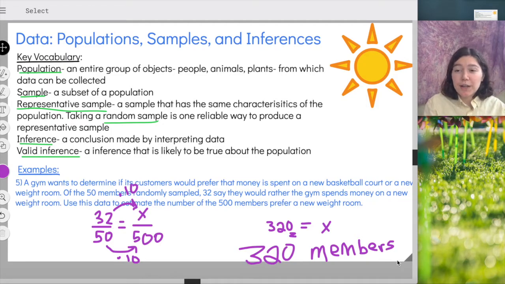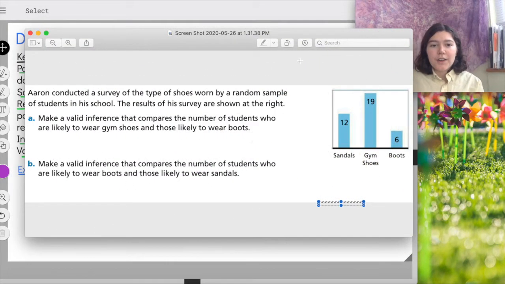So we're going to look quickly at inference. Like I mentioned, inference is what you do with the graph of the week every week, so I'm not going to spend a ton of time focusing on it, but here's a really quick example. Aaron conducted a survey of the type of shoes worn by a random sample in his school. The results of this survey are shown at the right. Make a valid inference that compares the number of students who are likely to wear gym shoes and those that are likely to wear boots.